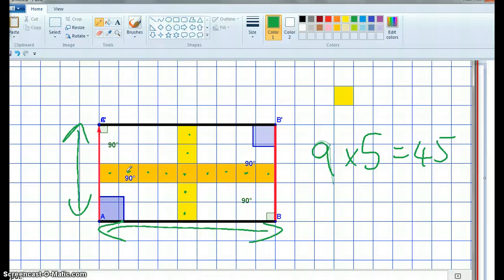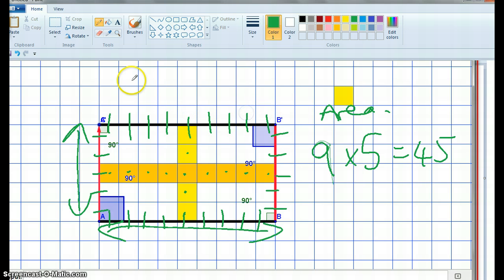What's the perimeter of this one? So 1, 2, 3, 4, 5, 6, 7, 8, 9, 10, 11, 12, 13, 14, 15, 16, 17, 18, 19, 20, 21, 22, 23, 24, 25, 26, 27, 28. Am I right? The other way of doing it is 2 lots of 9 plus 5, which is also 28. Okay?